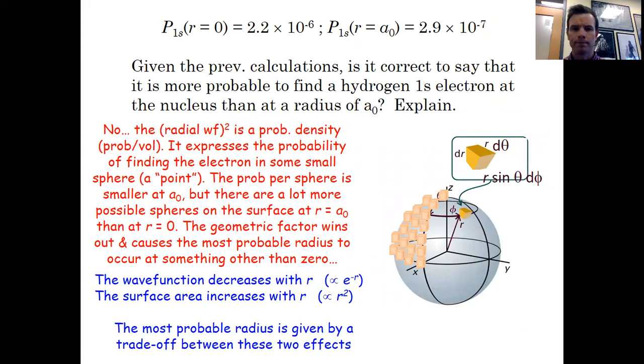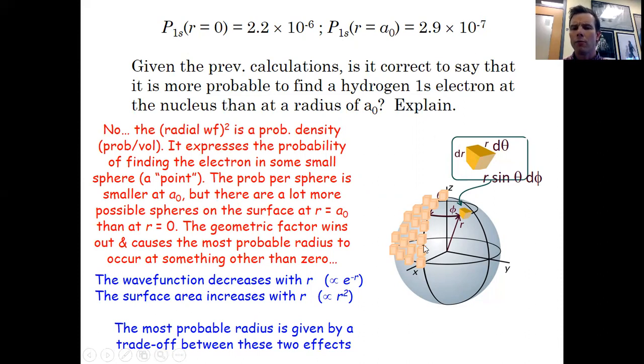The answer is no. The radial wave function, or really the square of it, is a probability density, probability per unit volume. It expresses the probability of finding the electron in some small sphere, a point. It is true that the probability per sphere is smaller at a naught. The wave function is decreasing. This is what we calculated here.